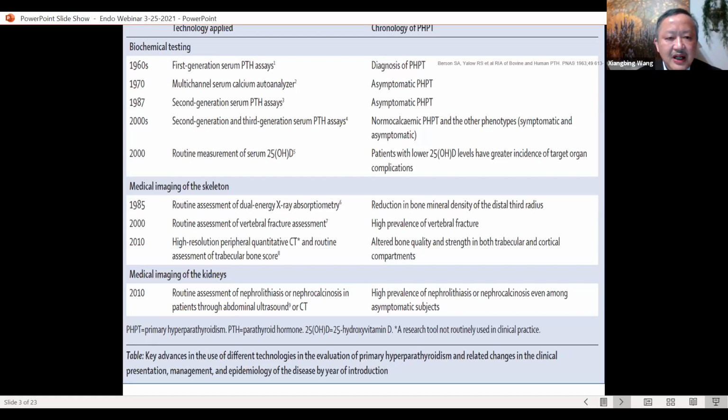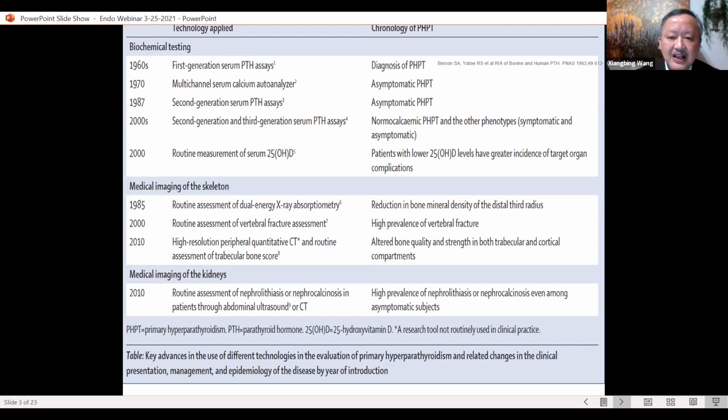In 1987 and 2000, we had a second generation of PTH assays, so we diagnosed more primary hyperparathyroidism. Also in 1985, because we screened women for osteoporosis, we found more primary hyperparathyroidism patients. And since 2000, we have methods to measure 25 vitamin D, and we routinely measure 25 vitamin D for the primary hyperparathyroidism patient.